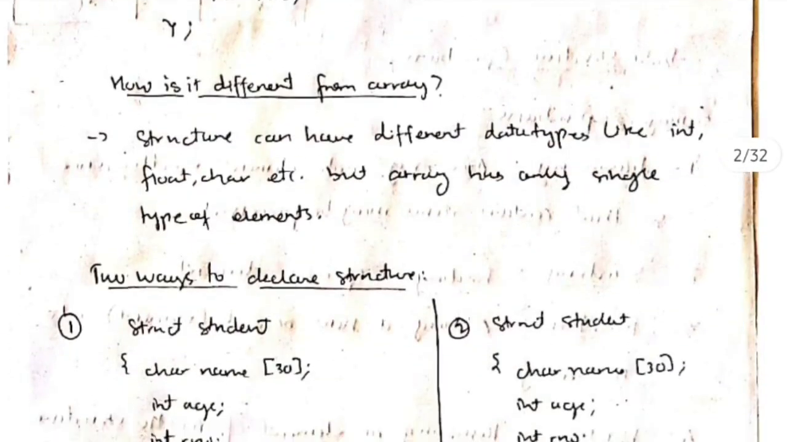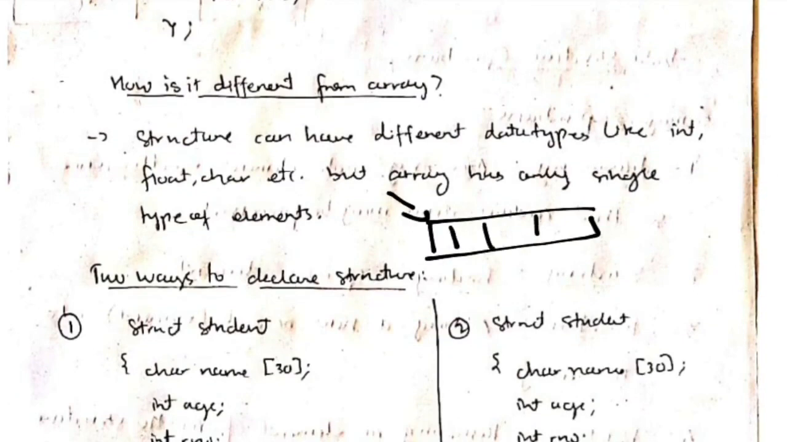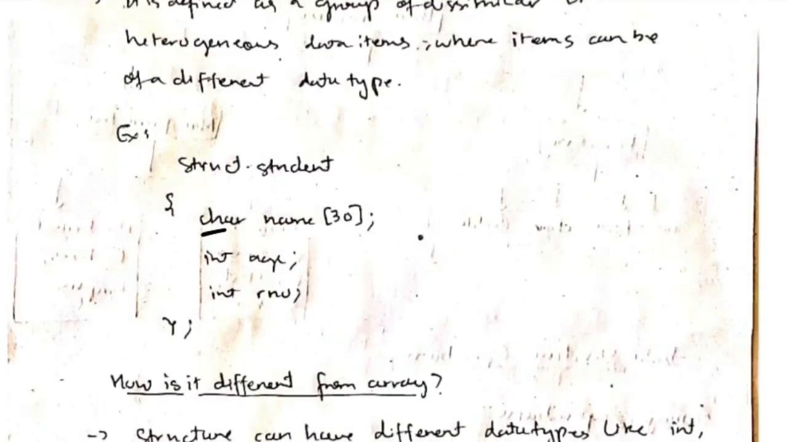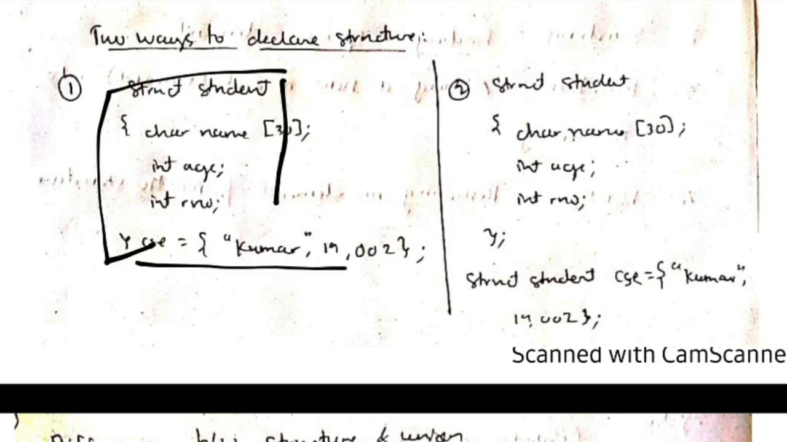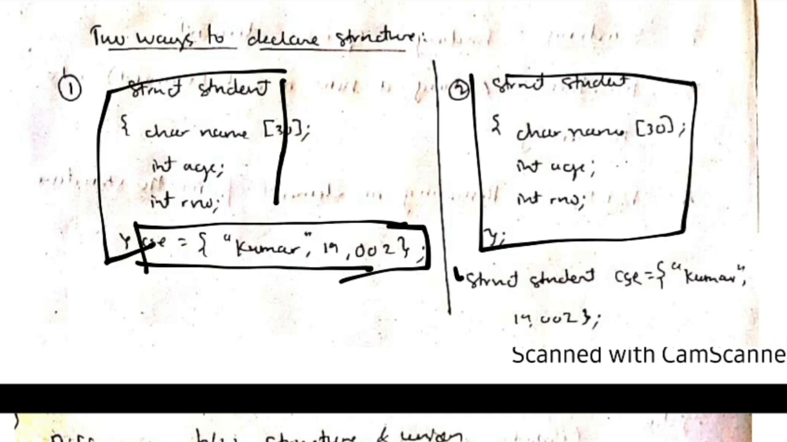How is it different from an array? In an array you will have the same type of elements, like all will be integers or all will be characters, but in structures you can have different data types. There are two ways to declare a structure. The first is declaring a structure and then initializing the object before ending the declaration. In the second, you declare the structure and then initialize the object separately.